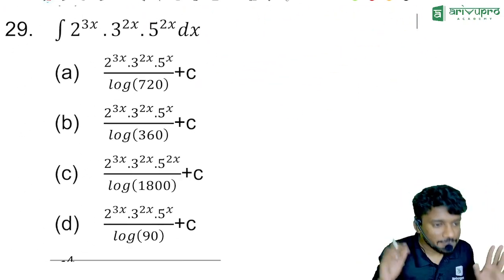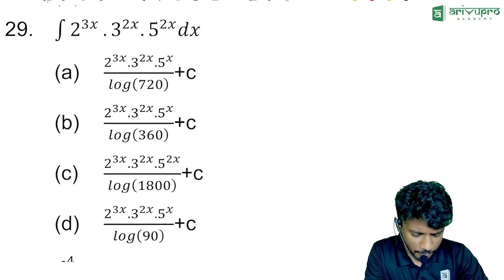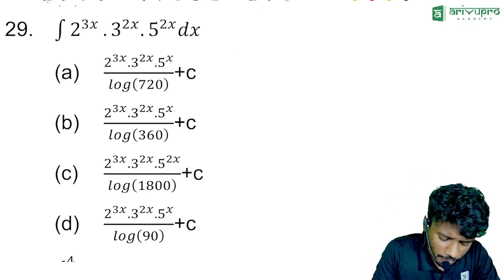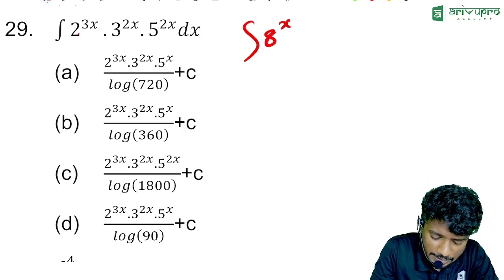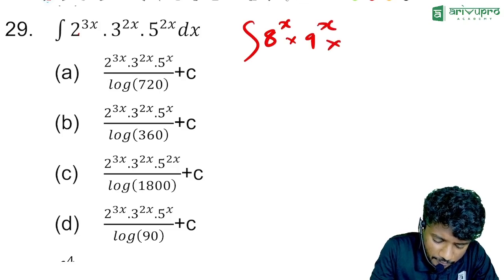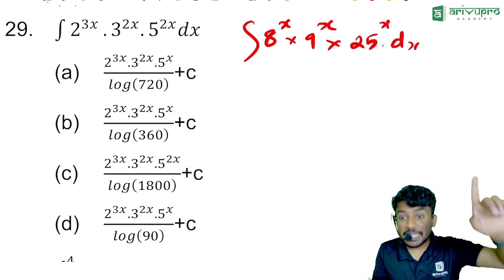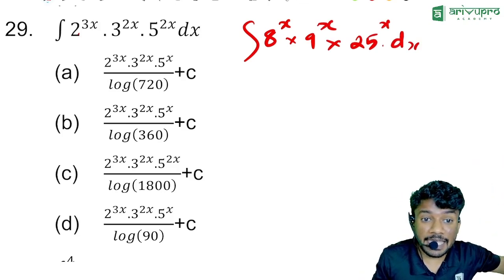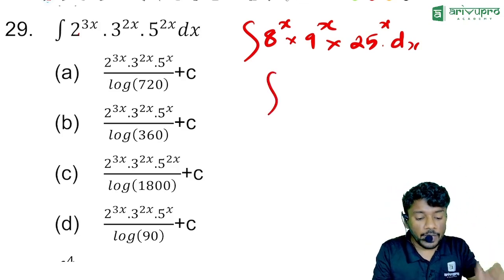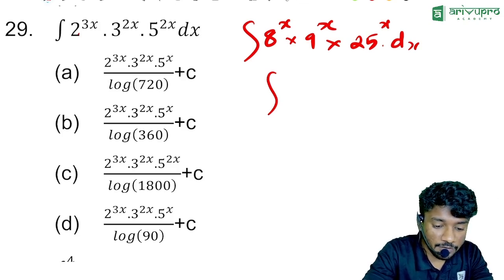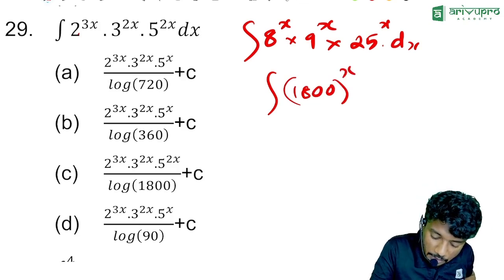Next question. Option C. We solved the same thing in marathon also, I guess. What is the method? What is 2 cube? 2 cube is how much? 8. 8 raised to x. Then 3 square is 9 raised to x. Then 5 square is 25 raised to x dx. So a raised to x, b raised to x, c raised to x. Can we write it as a, b, c raised to x? That means a into b into c raised to x. That means integral 8 into 9 into 25. 8 into 9 into 25 is equal to 1800, the whole raised to x dx.